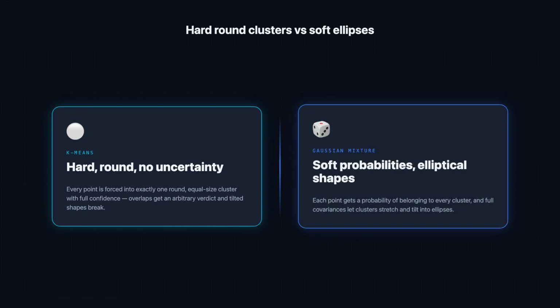A Gaussian mixture model makes soft, probabilistic assignments instead. Each point receives a probability of belonging to every cluster, so a point in the overlap can be honestly split, say 60-40, between two groups. And because each Gaussian carries a full covariance, the clusters can stretch, tilt, and elongate into ellipses, capturing shapes that k-means would badly mangle.